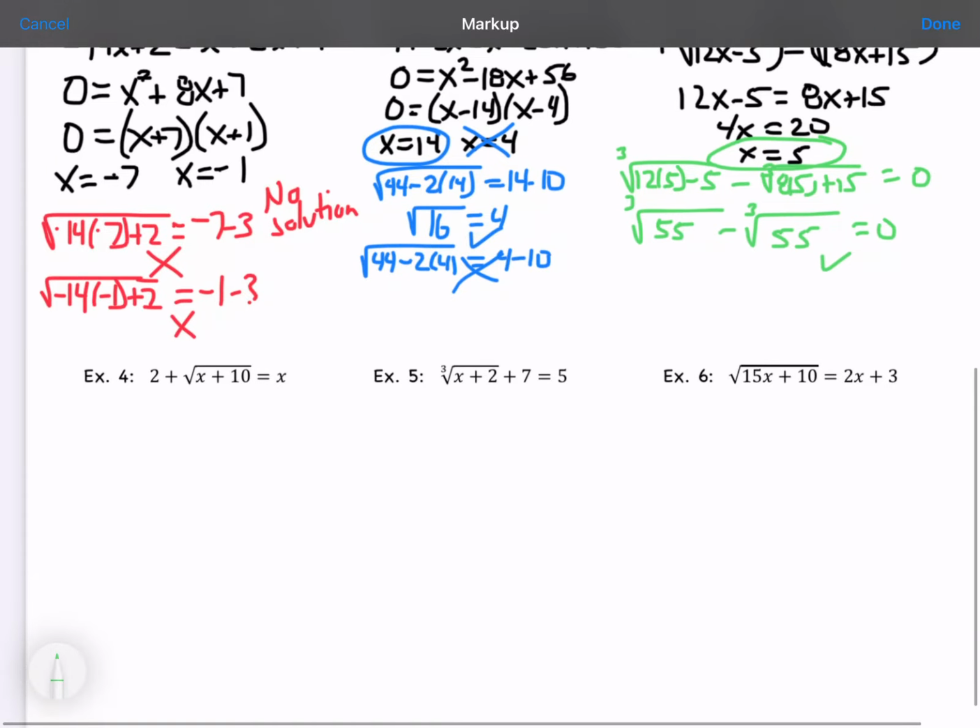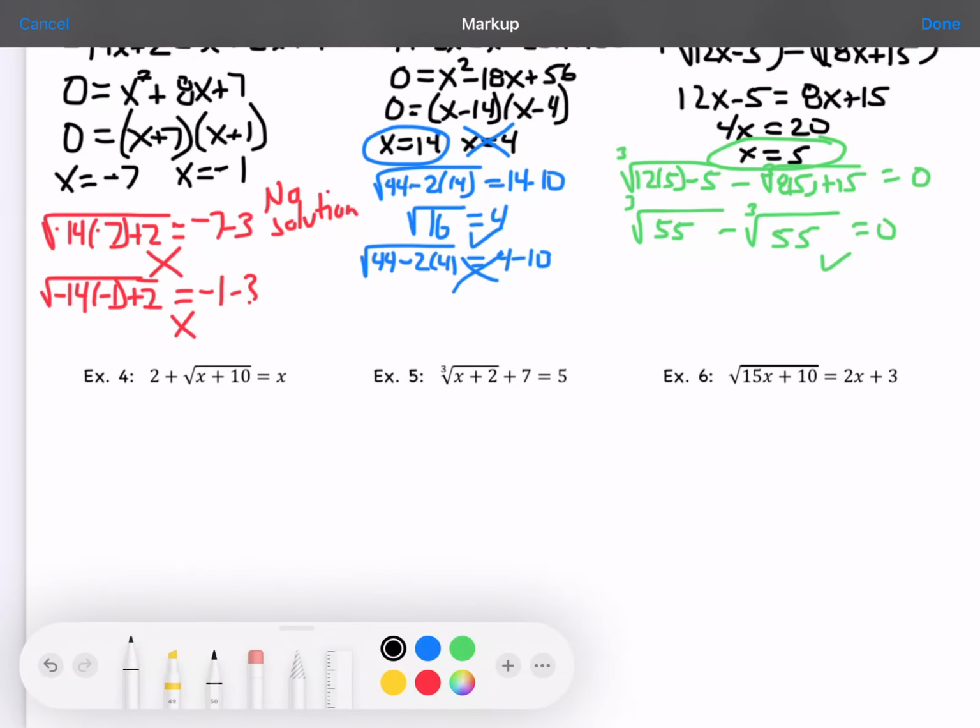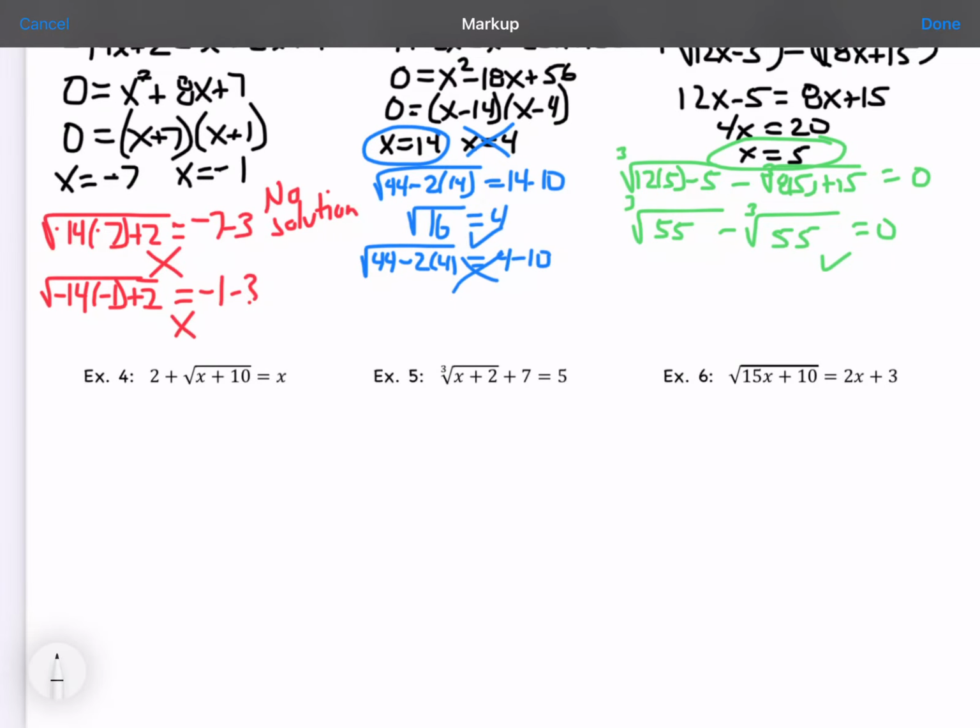Let's look at number 4. Continuing on. So here we have to actually move the 2 over. So we have to do one extra step. Square root of x plus 10 equals x minus 2. And now I can square both sides. So I get x plus 10 equal to x squared minus 4x plus 4.